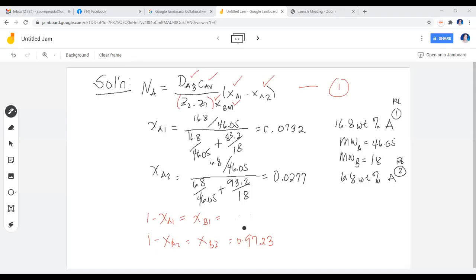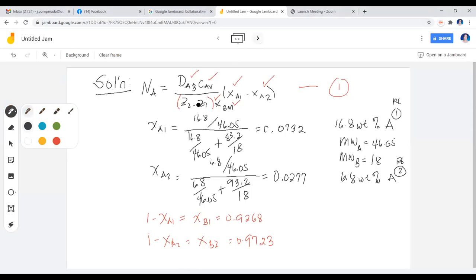So you have to subtract your 0.0732 from 1 to get the correct value of mole fraction of B at 0.1. So this will be now 0.9268. And correspondingly, your XBM will be affected because your B1 must change to 0.9268.